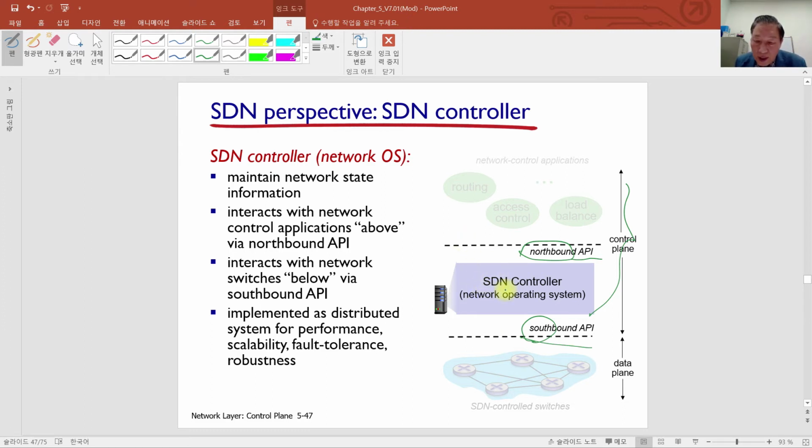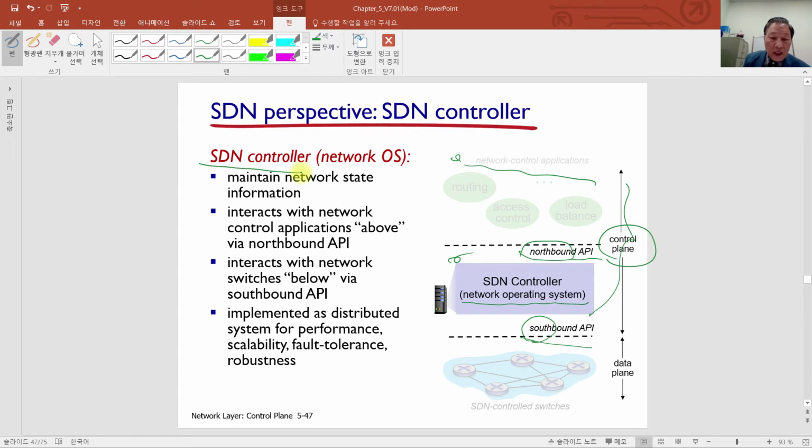And this one is the SDN controller, and the network operating system, and the network control applications. Later we'll learn about these. This one and this one, that is called the control plane. This control plane is composed of these network control applications as well as this SDN controller.